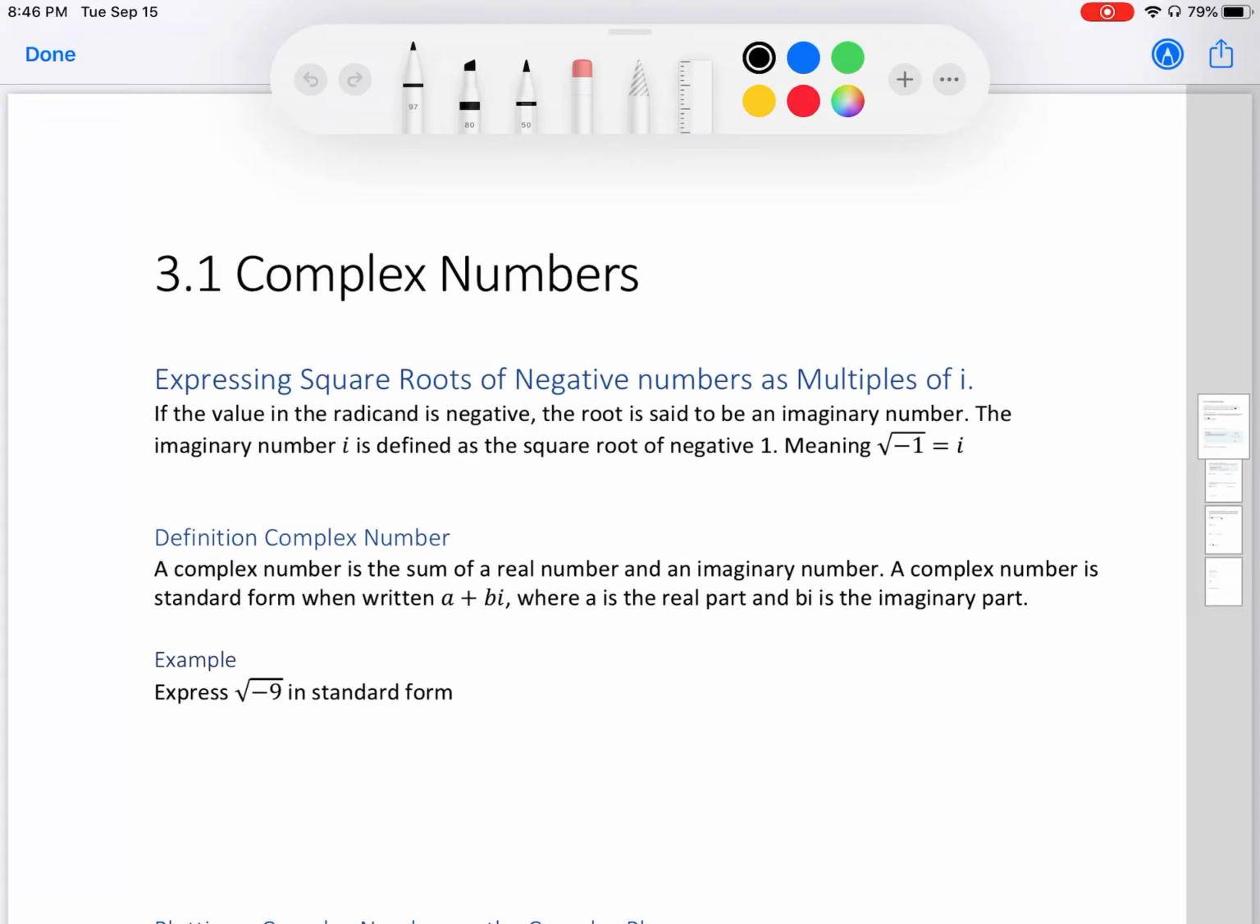Section 3.1 Complex Numbers. Expressing square roots of negative numbers as multiples of i. If a value in the radicand, so that's a number inside the radical, is negative, the root is said to be an imaginary number. The imaginary number i is defined as the square root of negative 1, meaning the square root of negative 1 is equal to i.